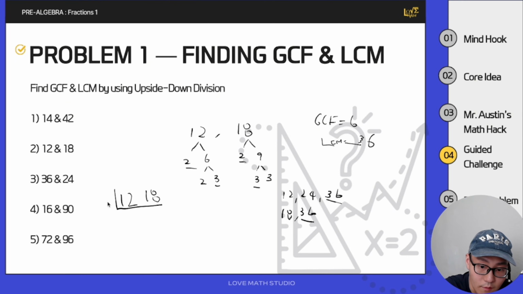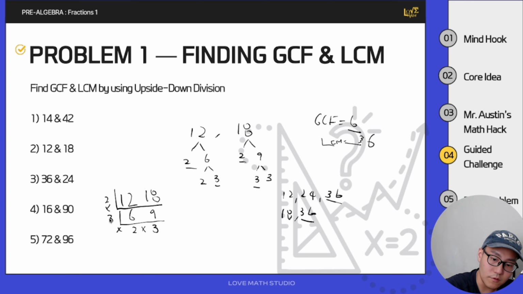What is the common factor? 2 and 18, so it's 2, 6 and 9, then 3, 2 and 3. There are no more common factors between 2 and 3. So if you multiply the common factors, our greatest common factor is 2 times 3, which is 6. If you multiply them all, 2, 3, 2, 3, it is 6 times 6, which is 36.